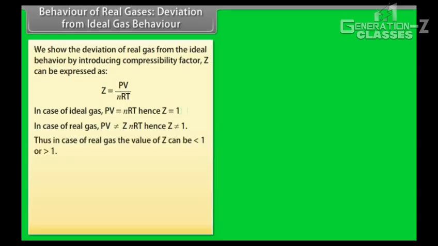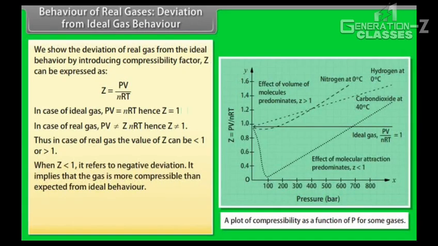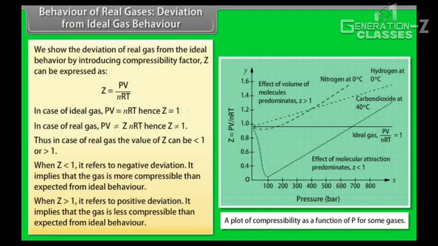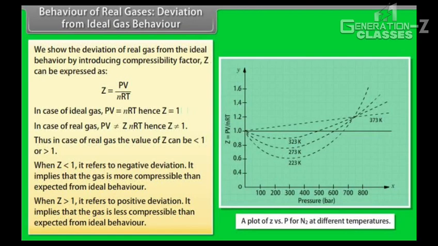Thus, in case of real gas, the value of Z can be less than 1 or greater than 1. When Z is less than 1, it refers to negative deviation. It implies that the gas is more compressible than expected from ideal behavior. When Z is greater than 1, it refers to positive deviation. It implies that the gas is less compressible than expected from ideal behavior.